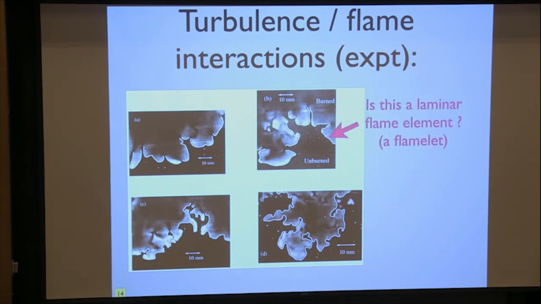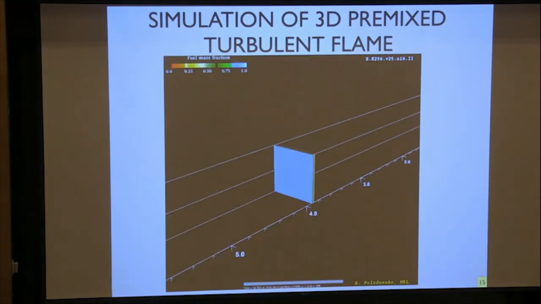Now, surface is one element of the problem. We also hope that we have flamelets here. That means that if we know the flame speed of the laminar flame, we hope that the flame speed of this small element here is not too different from that. Because otherwise, we have an additional problem, which is how does the turbulence modify the structure of these flamelets? And we have already enough problems.